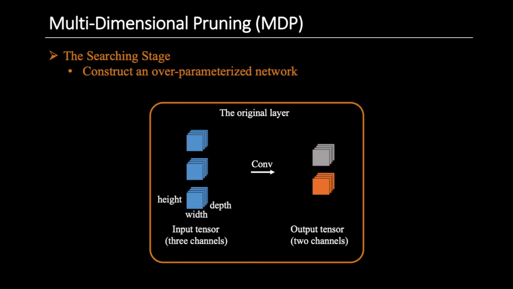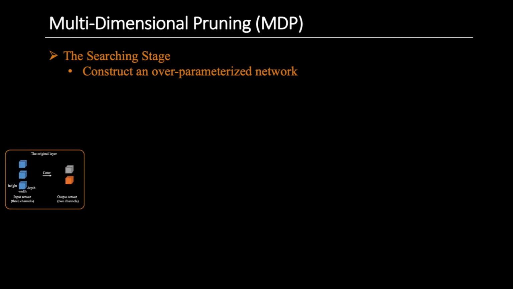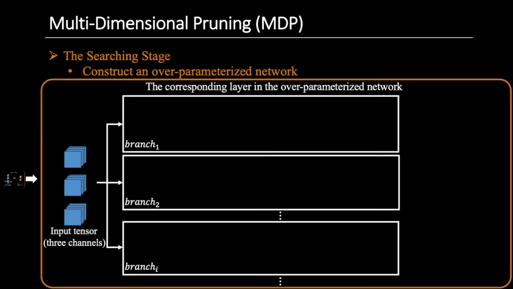In the searching stage, we firstly construct an over-parameterized network. In this figure, we use pruning a 3D CNN to illustrate our method, and pruning 2D CNNs is a special case of pruning 3D CNNs. It shows one convolutional layer in the original network. The depth of each block represents the length along the temporal dimension. We expand the original layer to several parallel branches to construct an over-parameterized network.